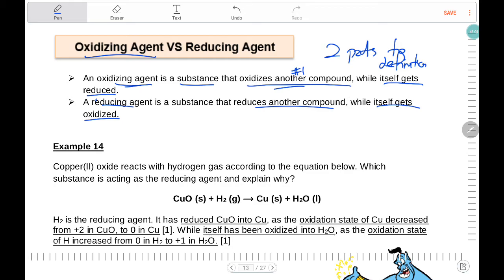Oxidizing agent oxidizes another compound. Of course, itself gets reduced. This is the second part. Same, reducing agent reduces another compound. In the process, itself gets oxidized. So there are 2 parts. We focus on the first part being the more important part.